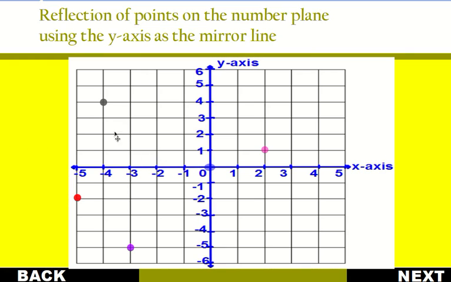We also have another point here. If it is reflected on the y-axis, where can the image point be located? So we just 4 units away from the mirror line. So from here you move 1, 2, 3, 4. So you count 4 units away from the mirror line, 1, 2, 3, and 4. So this is where you get your image point, right? Good.